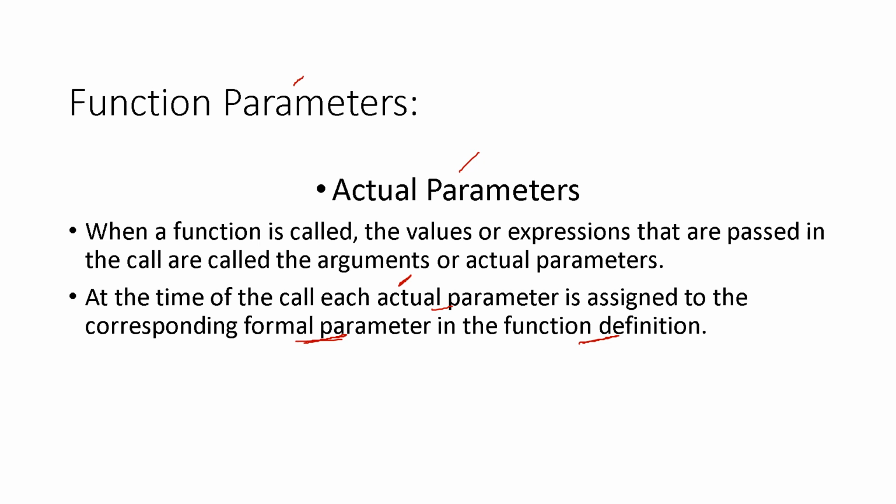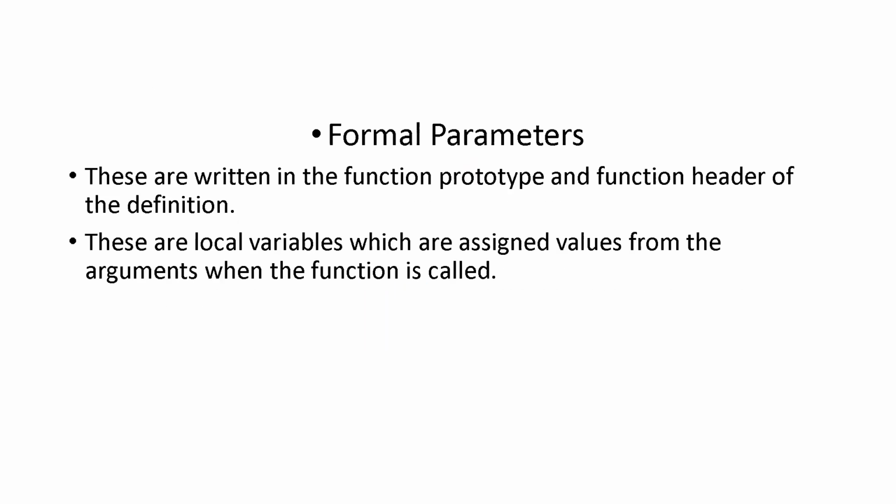So you have to clearly know the difference between actual parameters and formal parameters. Next type is formal parameter. These are written in the function prototype and function header of the definition. That is, in the function definition, the parameters you are writing are known as formal parameters. In the main section, the parameters are known as the actual parameters. And in the definition, the parameters are known as the formal parameters and they are local variables. That is, those variables are used only in that particular function.